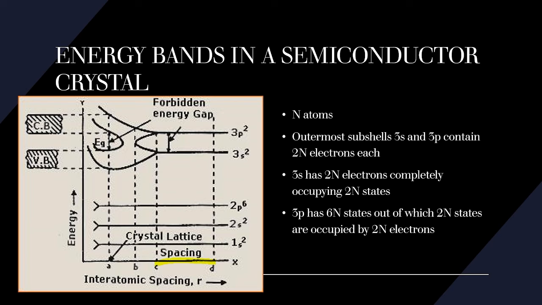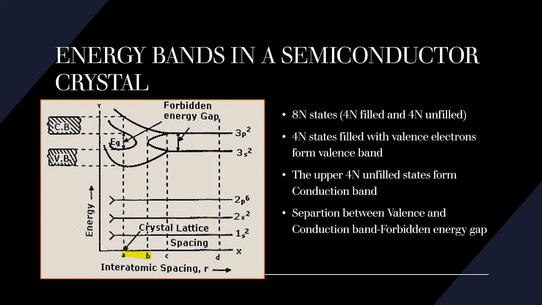Now, the lower filled states form a band which is known as valence band, and the upper unfilled energy band will be called the conduction band. So, in total, from 8n you will have 4n filled states and 4n unfilled states. The separation between the valence band and conduction band we call the forbidden gap. Now, this is the case of a semiconductor.